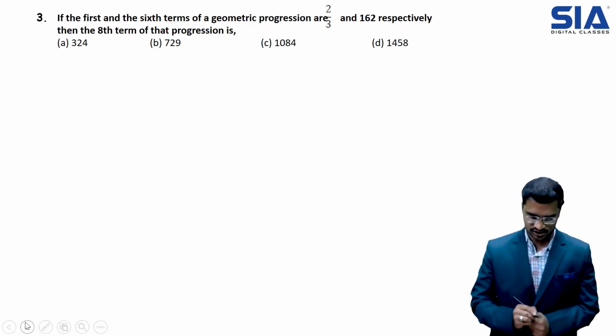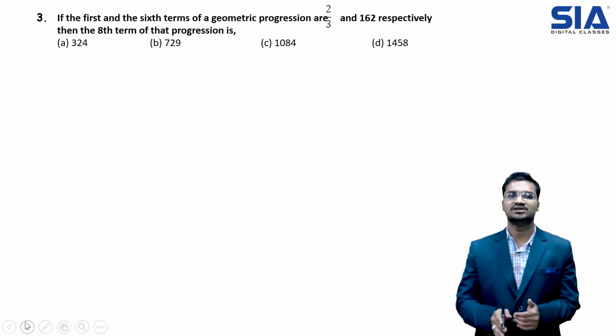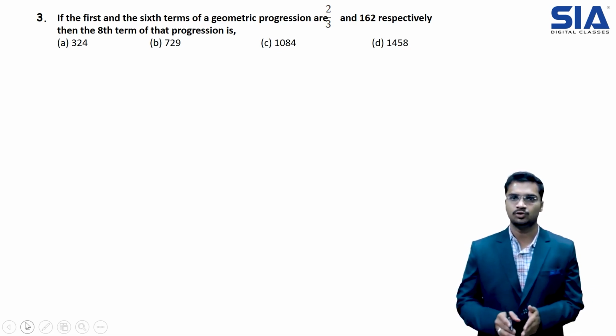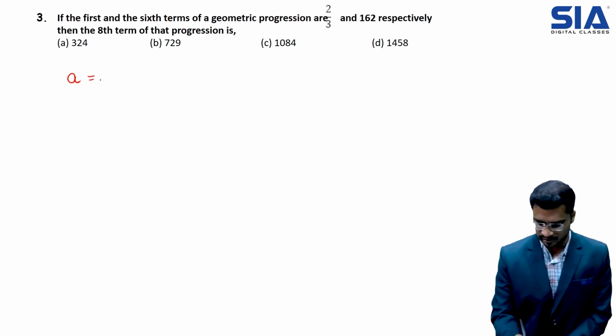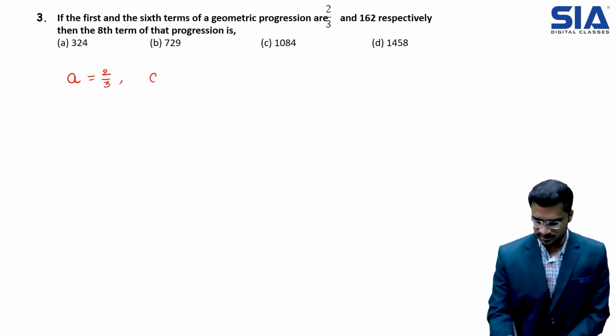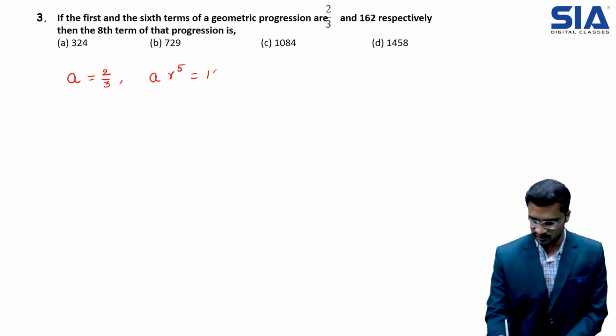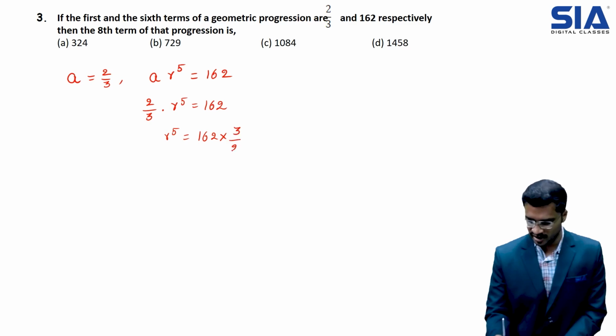Now coming to the next question, which is: if the first and sixth terms of a geometric progression are 2 by 3 and 162. So the first term in geometric progression is A. It is given as 2 by 3. And the sixth term is nothing but A into R to the power of 5. It is given as 162. So we know the value of A, that is 2 by 3. 2 by 3 multiplied by R to the power of 5 is 162. Then R to the power of 5 is nothing but 162 multiplied by 3 divided by 2.